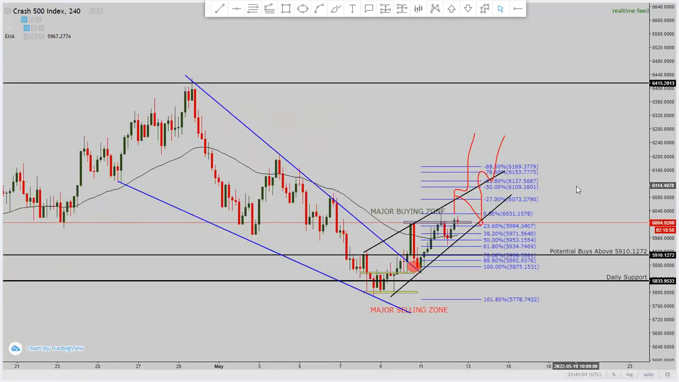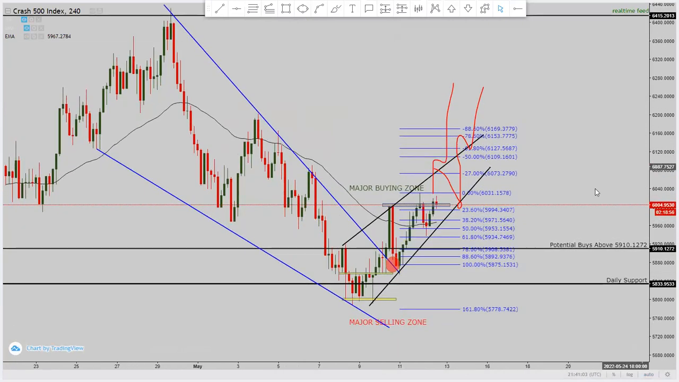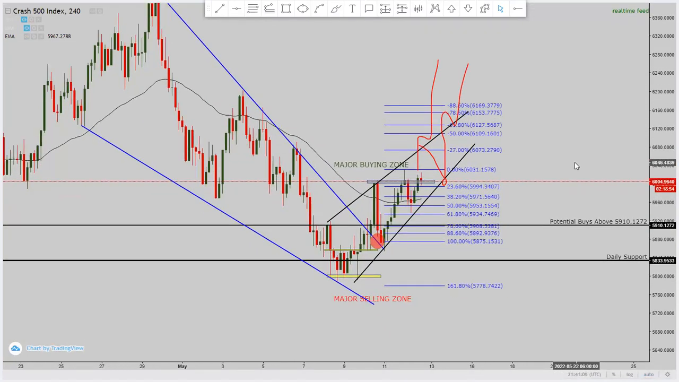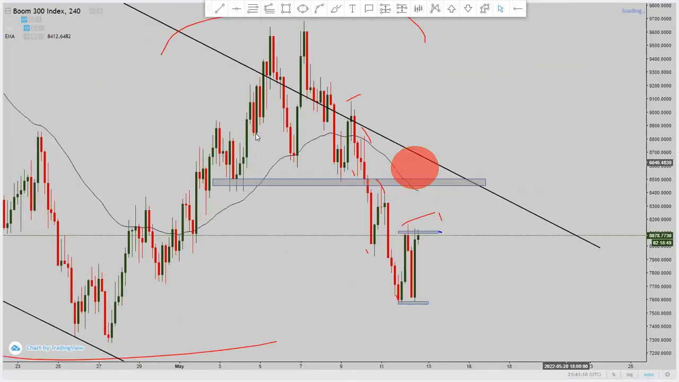So that is it, guys. That is it for VIX 75, that is it for Boom 300, that is it for Boom 500, that is it for Boom 1000.